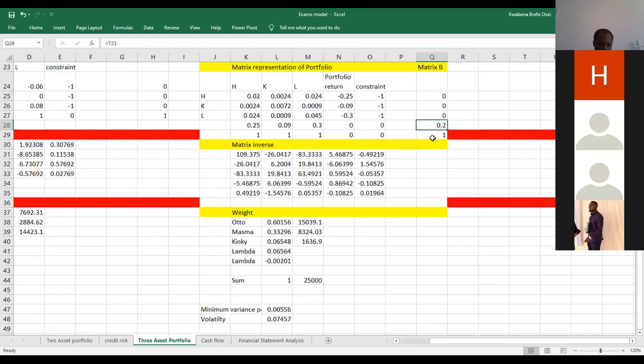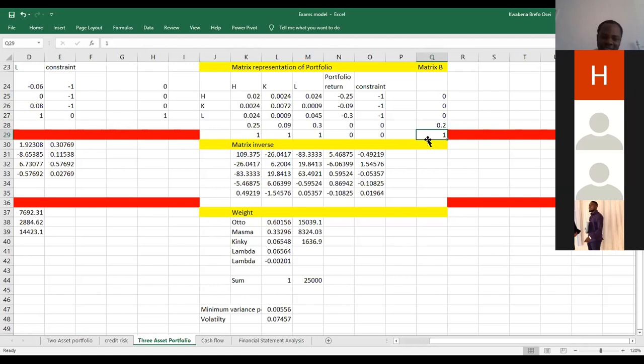I don't know what your portfolio return was in your case. It was the same, I think, for all of them. It was different. It wasn't the same. Yeah, so that is it.